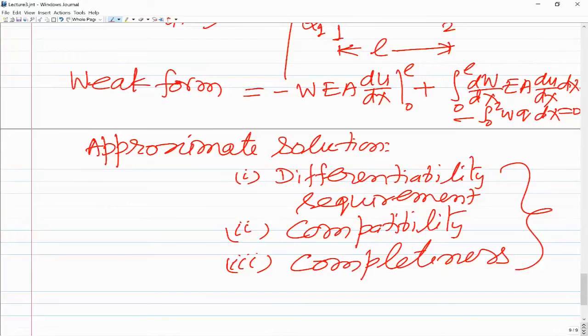Here, the highest order derivative of u in the integral term is du by dx, so the first order derivative. First order derivative means, suppose we assume a polynomial function, then we have to take u at least up to the linear term.